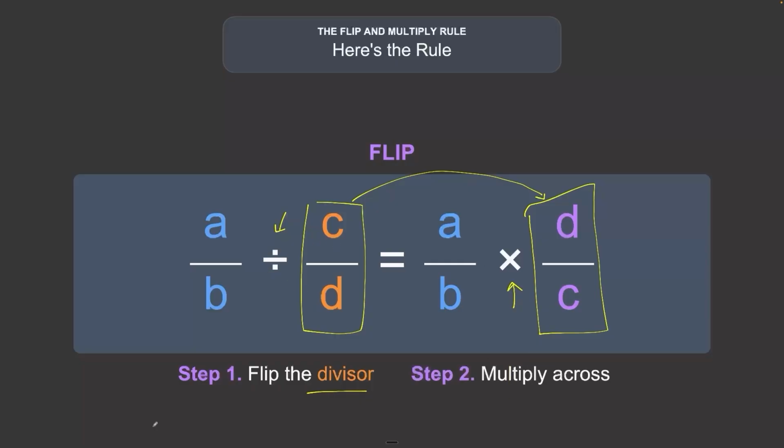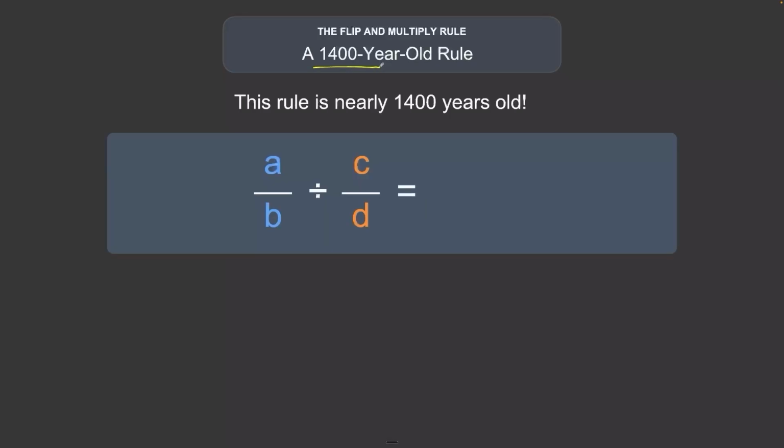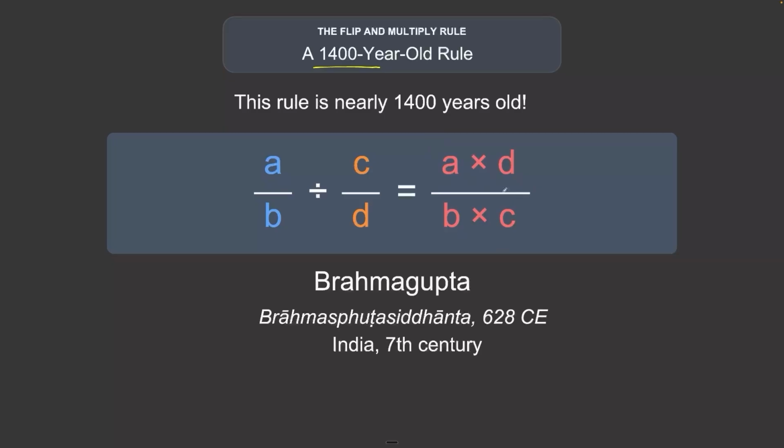This might seem a little strange to you right now, but once you practice it enough, this will become second nature, just like addition and subtraction. This is a 1400-year-old rule. It was discovered nearly 1400 years ago in India. A by B divided by C by D is equal to A multiplied by D divided by B multiplied by C. It's the same thing that we just learned. It was discovered by Brahmagupta, in the Brahmasphutasiddhanta, in 628 CE in 7th century India.